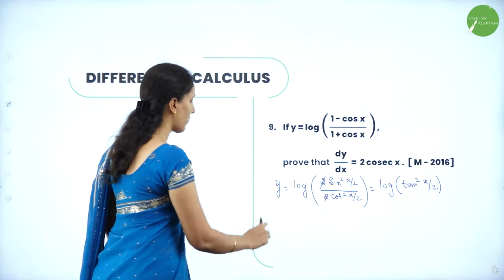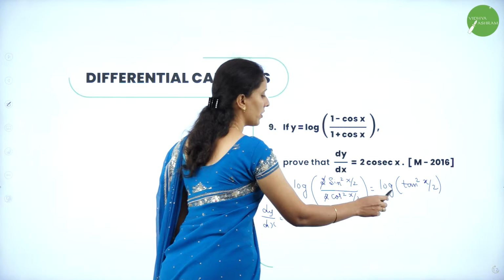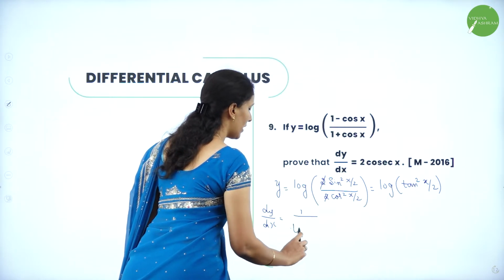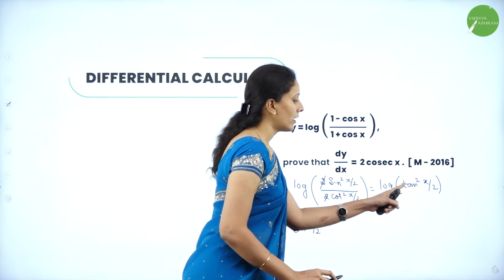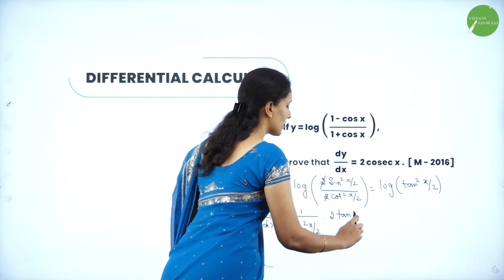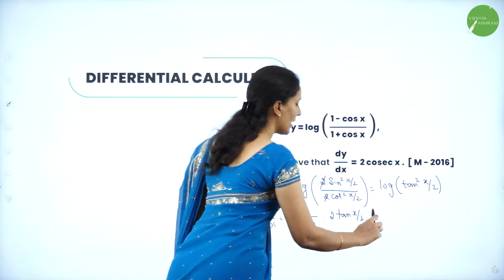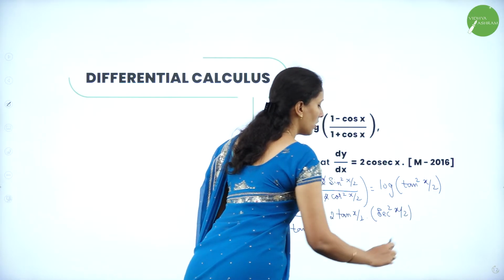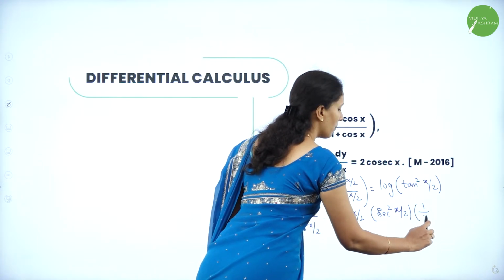Now let us derive this function. dy by dx is equal to, first we have a log function. Log of tan square x by 2 is 1 by tan square x by 2. Next, let us derive tan square x by 2. It is 2 into tan x by 2. Now, let us derive tan x by 2. Tan x by 2 is secant square x by 2. Now, finally, let us derive the function x by 2, that is equal to 1 by 2.